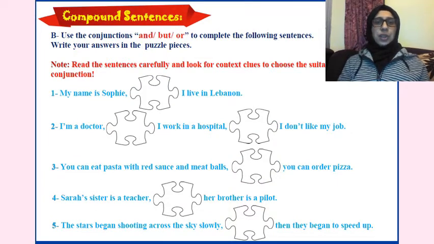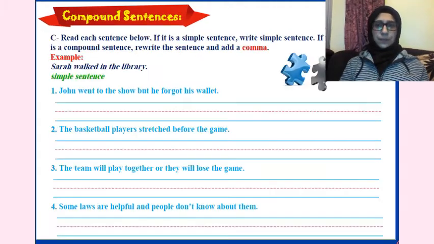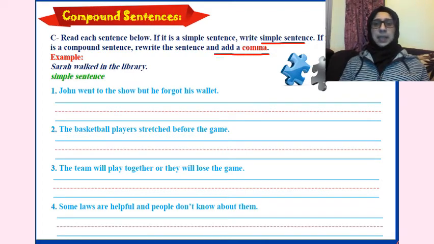Use the conjunctions and, but, or to complete the following sentences. Means you have to join the two sentences using one of these conjunctions. And the last one is read each sentence below. If it's a simple sentence, write simple sentence. If it's a compound sentence, rewrite it and add a comma, because the comma is missing in these sentences.